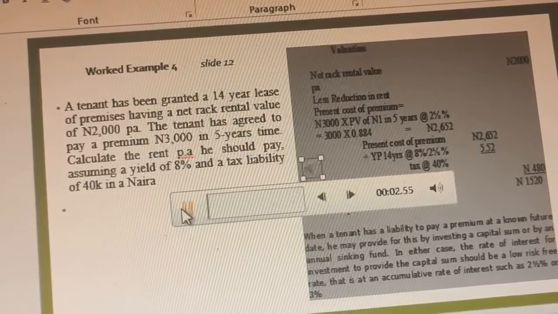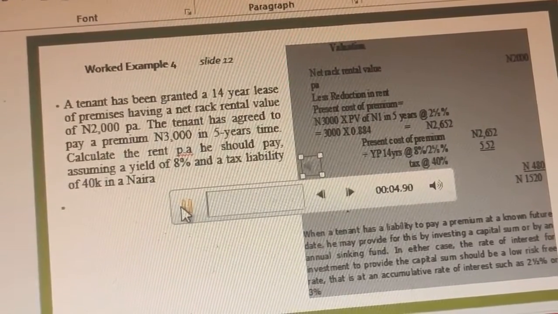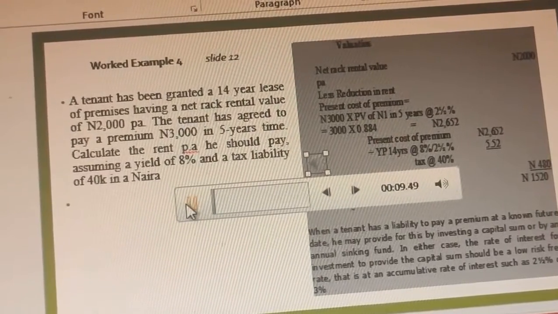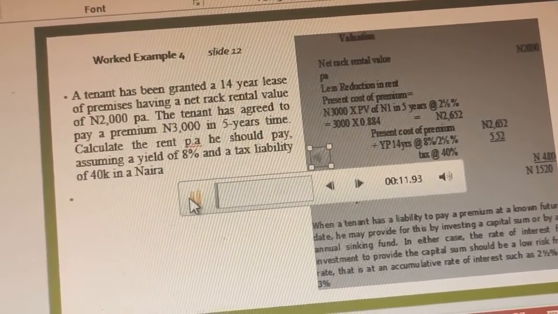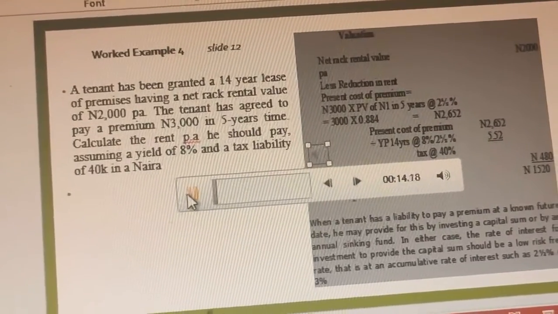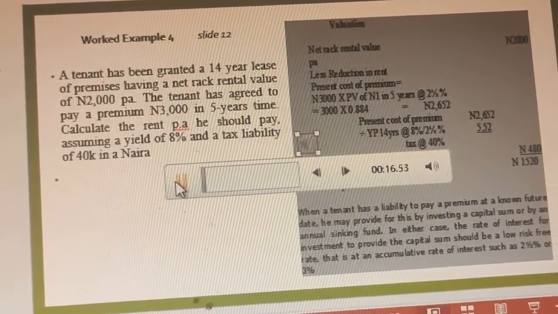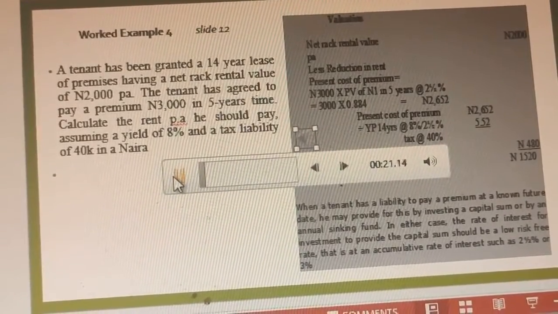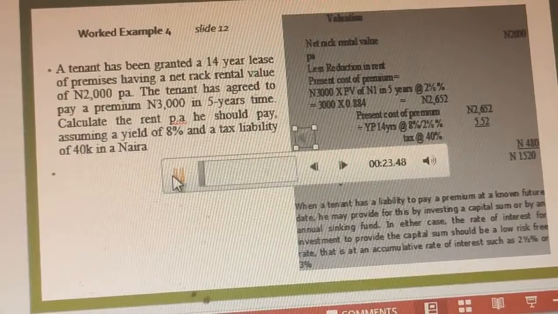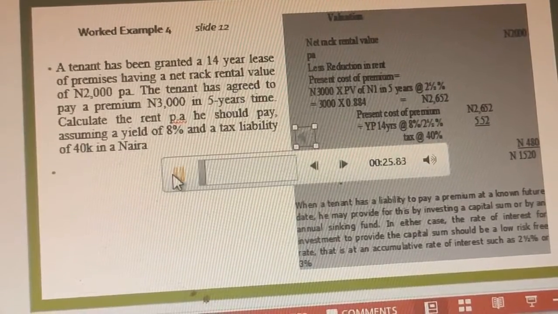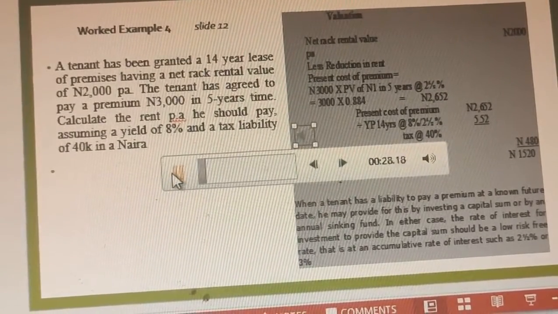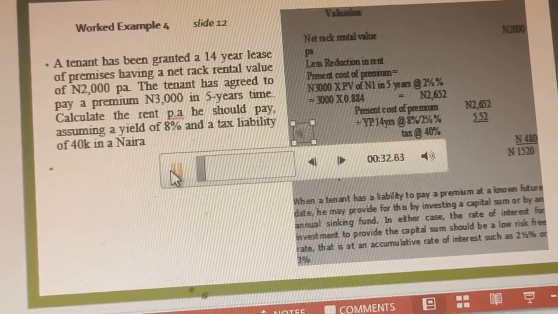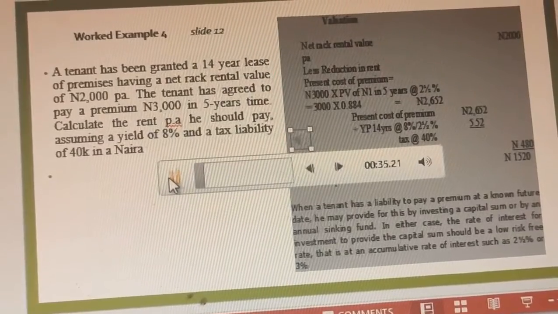This worked example 4 is unique in a certain sense because it is trying to calculate the rent to be paid by the tenant from the tenant's viewpoint, and the premium is payable in some years' time at a future date. So it is slightly different from the others when you are looking at it from the tenant's viewpoint.